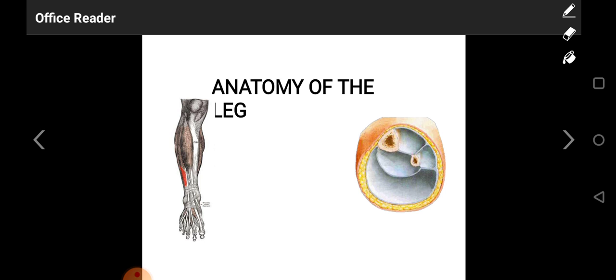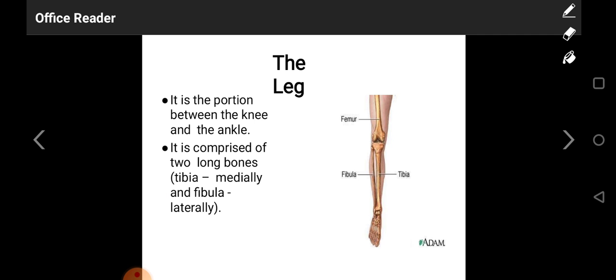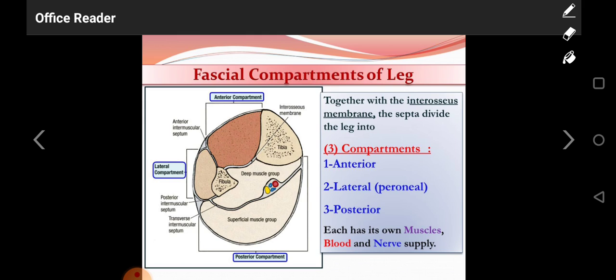Today I will discuss the anatomy of the leg. The leg is the portion between the knee and the ankle. It is composed of two long bones, the tibia, which lies medially, and the fibula, lying laterally. Now, the fascial compartments of the leg.